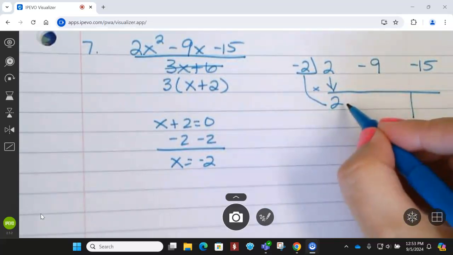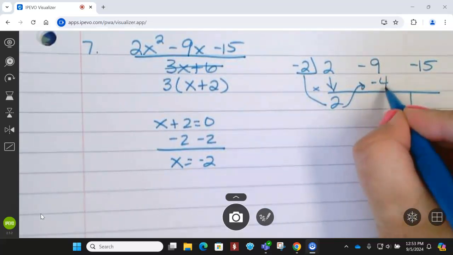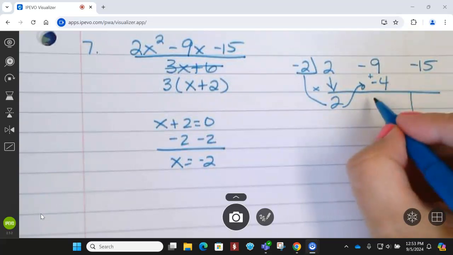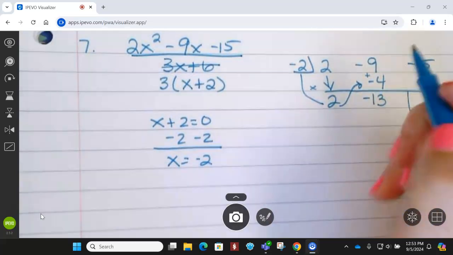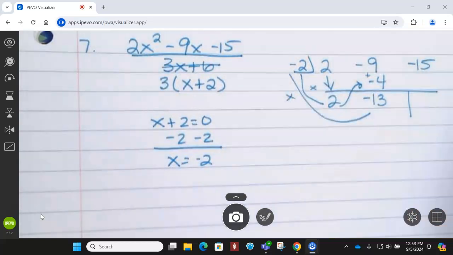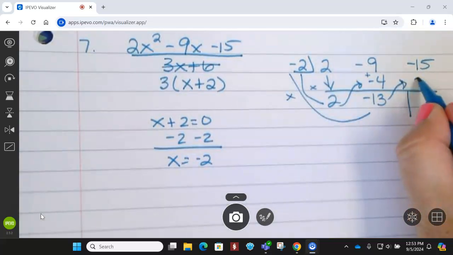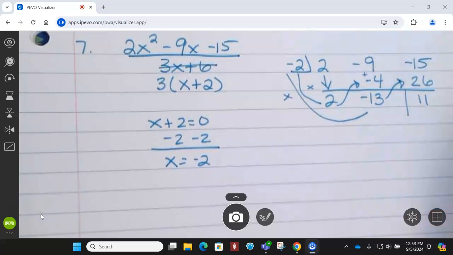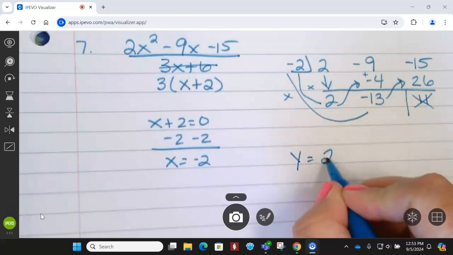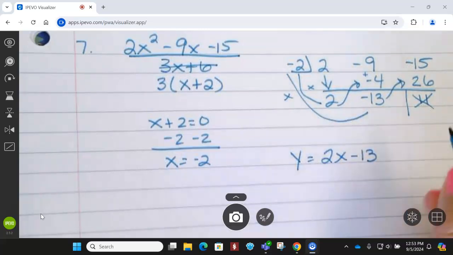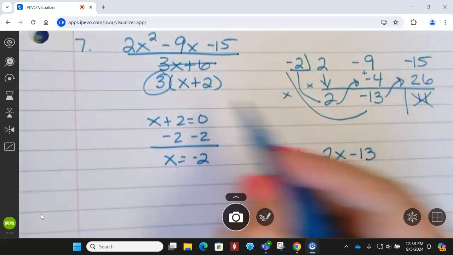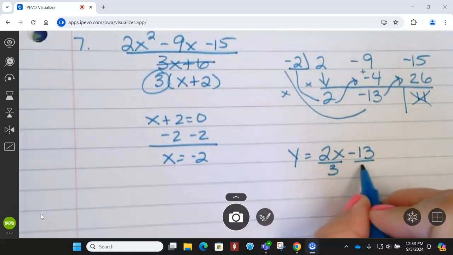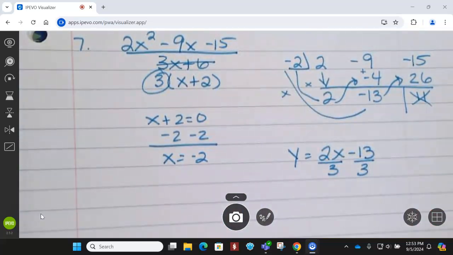Multiply here, so that gives me negative 4, and put my answer here. Add straight down, we get negative 13. Multiply again, and then the answer goes here at 26, and the answer is going to be, hold on, 11. Again, we don't care about that. So y equals 2x minus 13. Remember this 3 we took out. We got to divide both of these by 3. Okay, I'll see you on the next page.